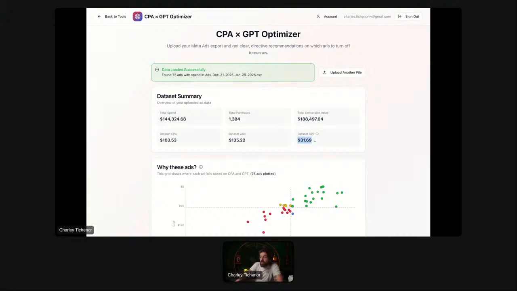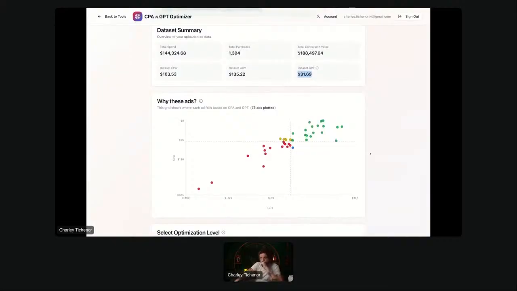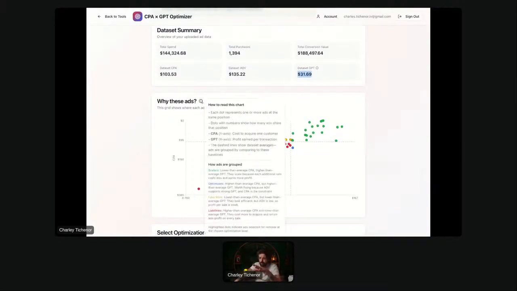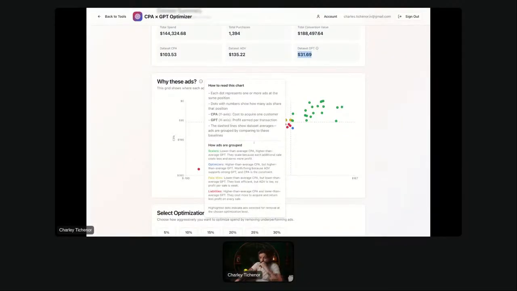So we're making $31.69 per sale, right? Remember, that's AOV minus CPA. Now, what we've done is we built out a graph. So what I want you to do, taking a look at this, and we have a whole scenario here. The stuff in green means it has a lower than average CPA and a higher than average GPT. These are the ones that can scale.